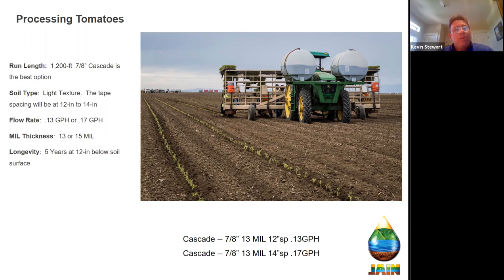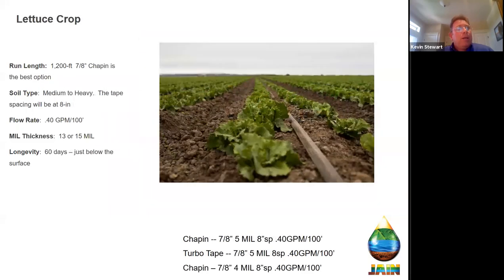Again, this is going to be in the ground for at least 5 years, and so we have two flow rate options: a 0.13 or a 0.17, either on a 12-inch or a 14-inch. Both work really well, and again, this is Cascade. It's really been kind of our go-to product for processing tomatoes on the West Coast, and been just a great product for this market. And then this is a lettuce crop.